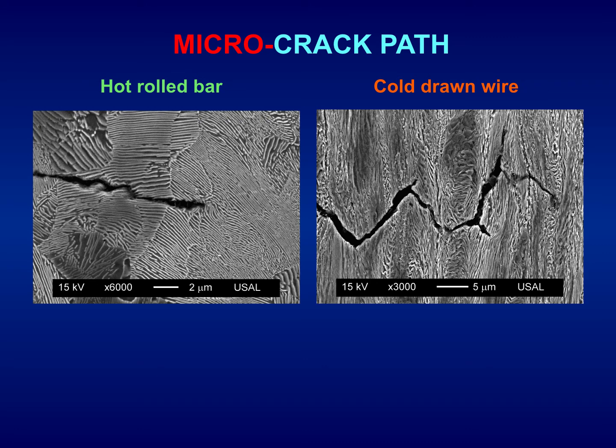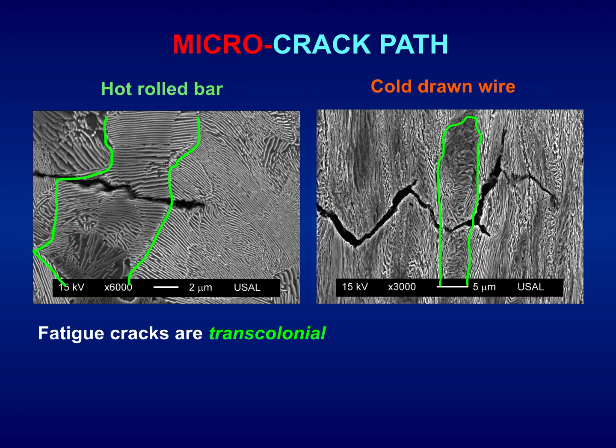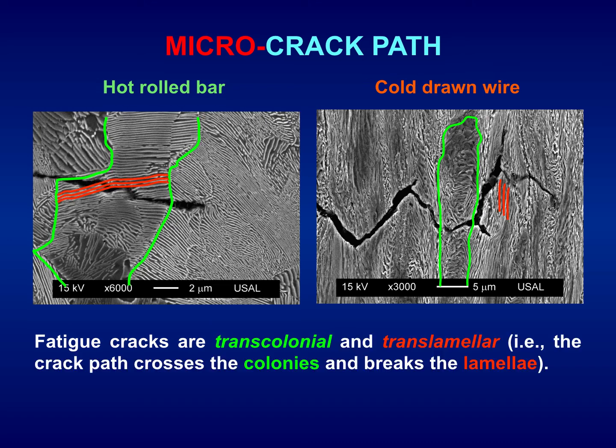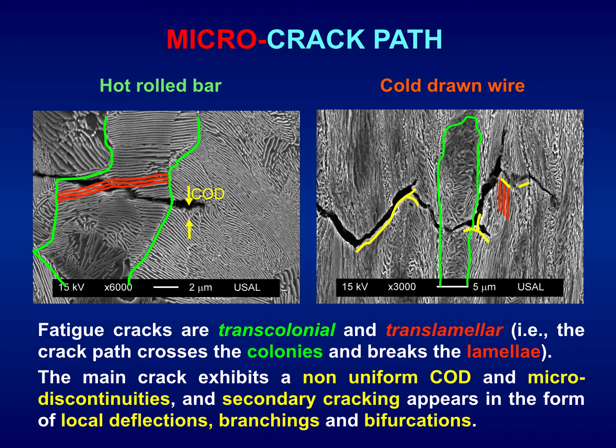The microcrack path in the hot-rolled bar, green color, left-hand side, and cold-drawn wire, red-orange color, right-hand column. Fatigue cracks are transcolonial and translamellar. It is, the crack path crosses the colonies and breaks the lamella.